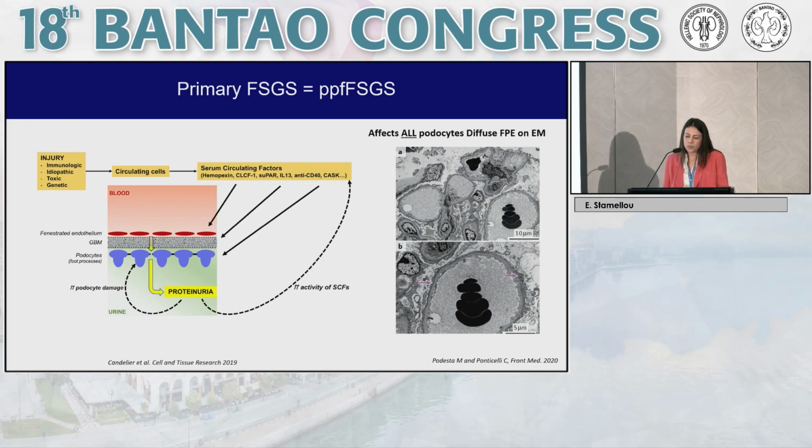Primary FSGS is presumed to be caused by a circulating permeability factor that is toxic to the podocyte and causes generalized podocyte dysfunction. There have been many candidates, many of them really good, but none of them have been proved to be the factor that can explain most forms of FSGS. What is very crucial to remember here is that this form of FSGS affects all the podocytes, so we have diffuse podocyte effacement.